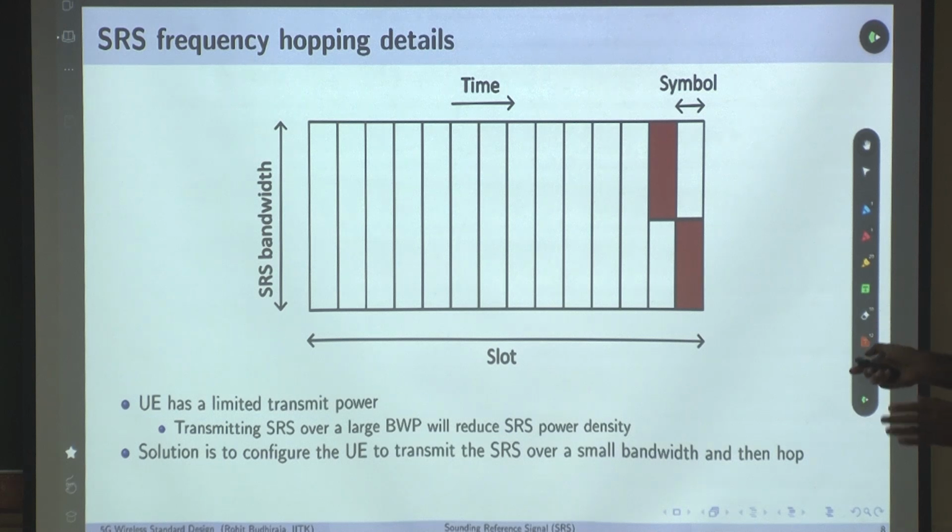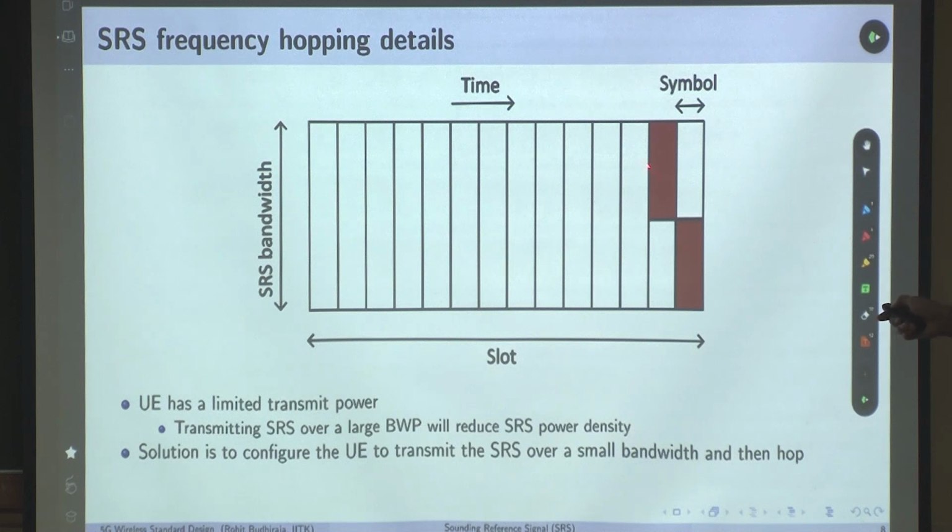And why is the hopping done? If the complete SRS is transmitted in one OFDM symbol, energy will be low. But now half is transmitted here and half is transmitted here. So 250 milliwatt can be used for this part. In the next OFDM symbol you again have 250 milliwatt of power, so that 250 milliwatt can be used here. So the power is double. That's why this hopping is happening.